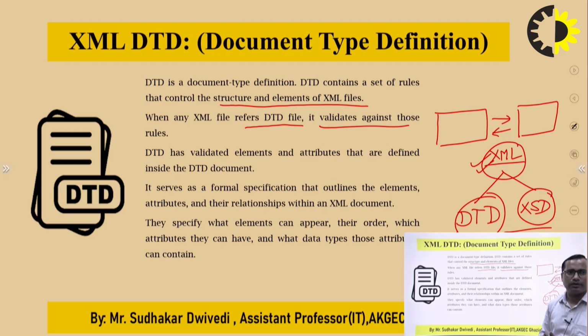within the XML document. They also specify what elements can appear in the XML document, in what order we should write these elements, what attributes the elements can have, and what data types those attributes can contain. All these specifications we can outline in the DTD. In this way the XML document is created and conforms to all these rules specified in the DTD, and then only can the XML document be said to be a valid one. If it is not conforming to what is outlined in the DTD, it is an invalid document.